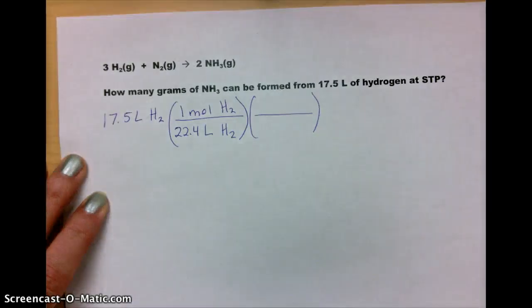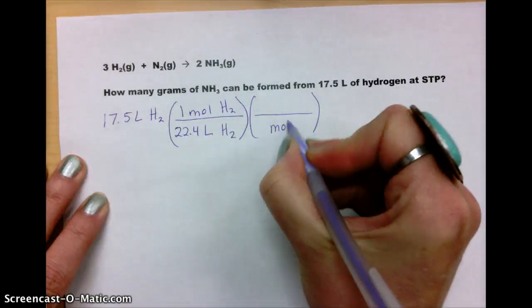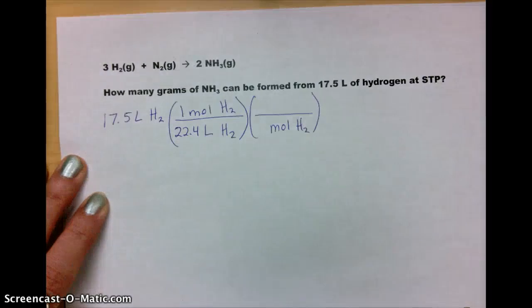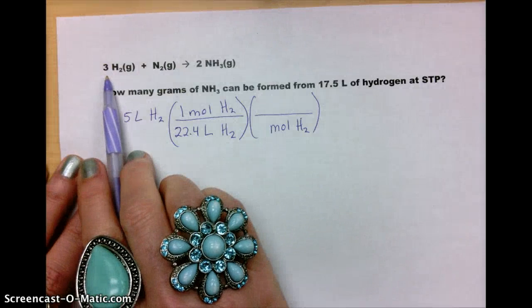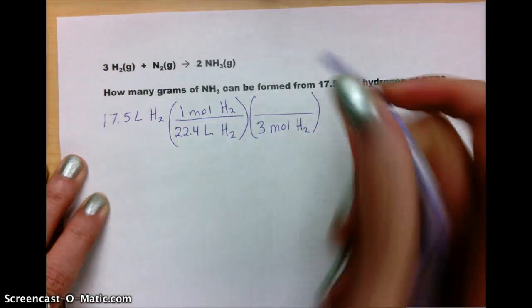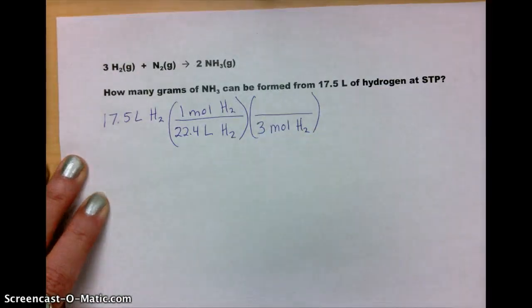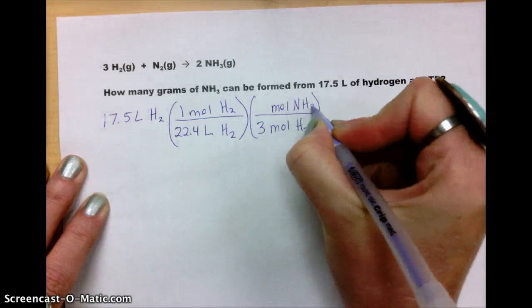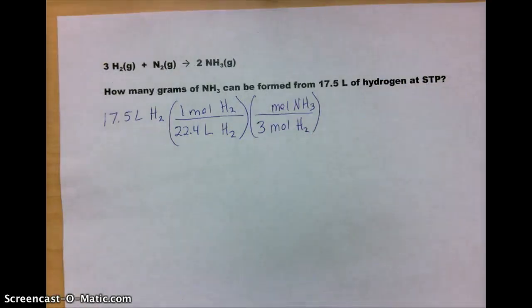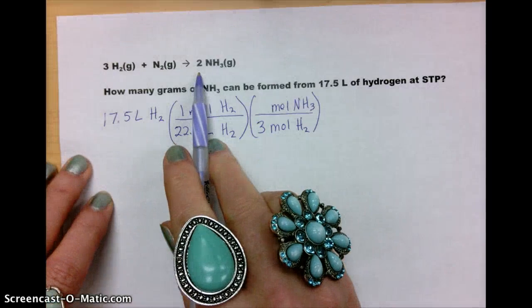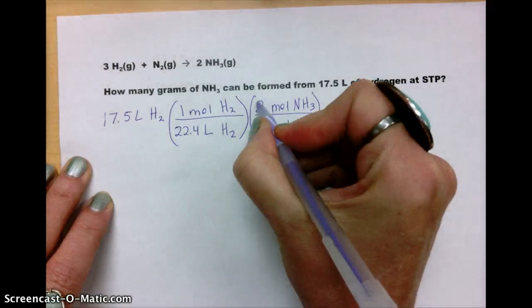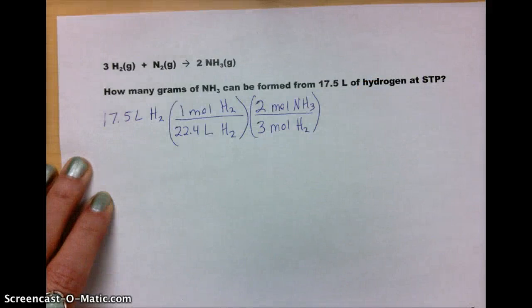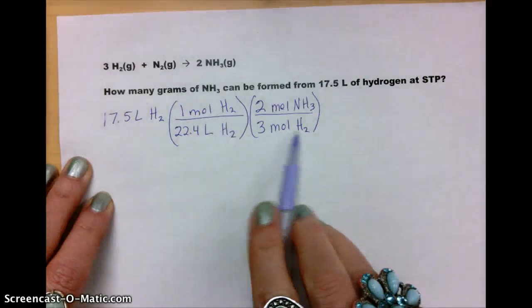Because moles of hydrogen is on top, I'm going to put moles of hydrogen on the bottom. I look to my balanced reaction to see how many moles of hydrogen there are, and I see that there are 3 hydrogens in the balanced reaction. So 3 moles of hydrogen is in my mole ratio step. The chemical I'm trying to find out about is ammonia. So moles of ammonia has to go on top. If I look in my balanced reaction, I see that there are in fact 2 moles of ammonia in the balanced reaction. So 2 moles of ammonia goes on top. This allows moles of hydrogen to cancel out.